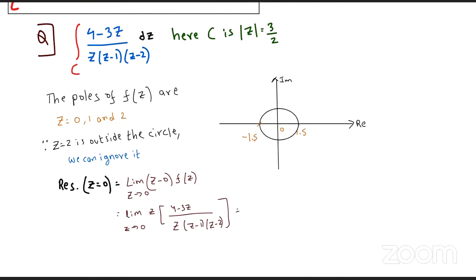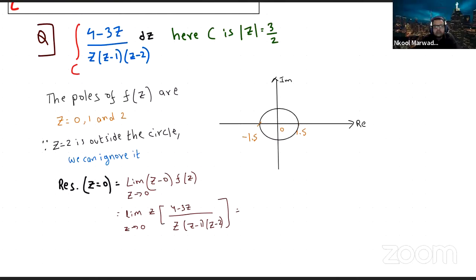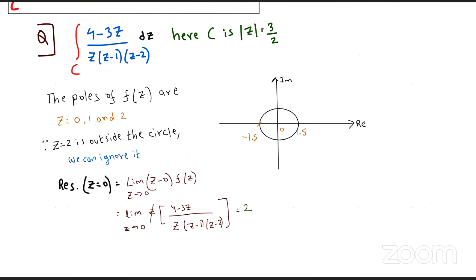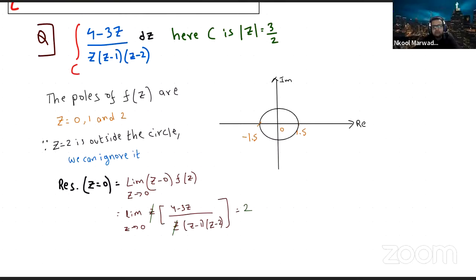So how? See, in this equation, z will cancel, and in all other z just put 0, because limit z tends to 0. If you put 0 in the numerator, you will be left with 4. In the denominator, you will be left with minus 1 into minus 2, that is 2. So 4 by 2 is 2. Similarly, we will calculate the next residue.